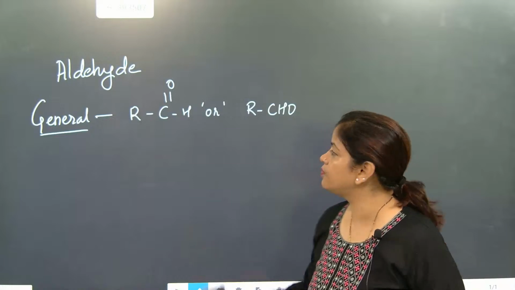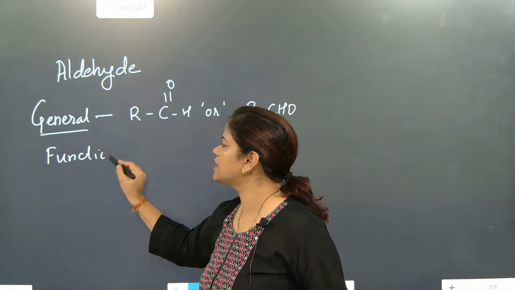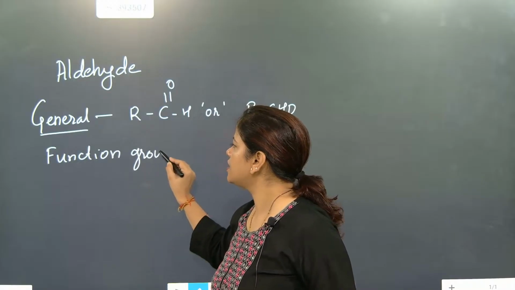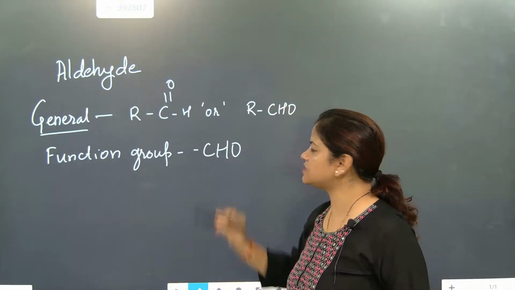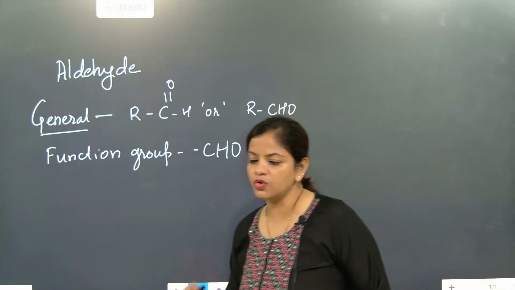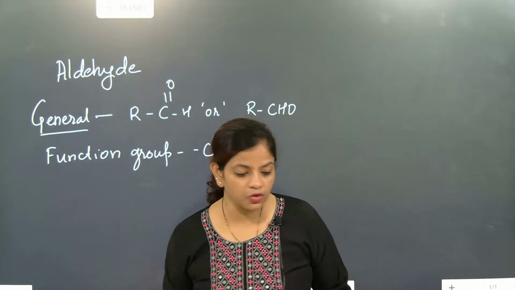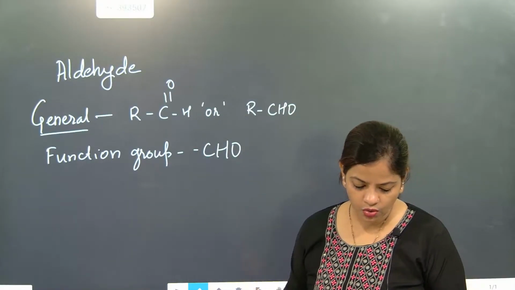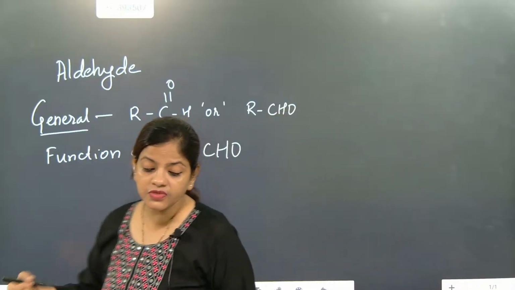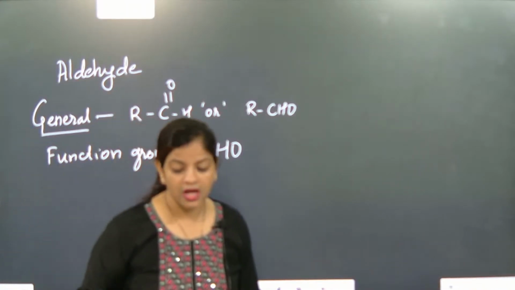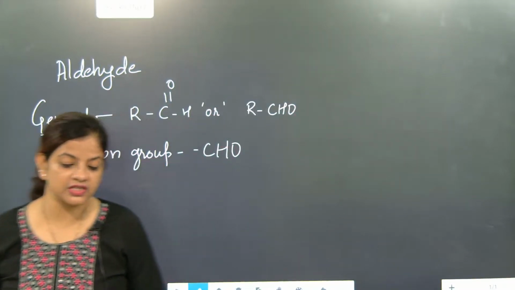So, what is the functional group here? The functional group here is CHO. This is our functional group. What is the secondary suffix? The secondary suffix is the suffix which comes because of the functional group, and it comes at last. Understood? So the secondary suffix is al.